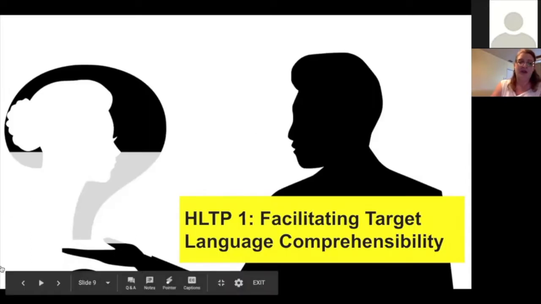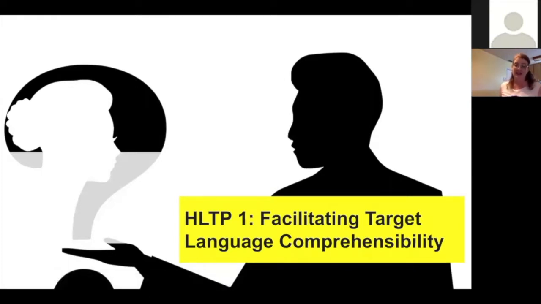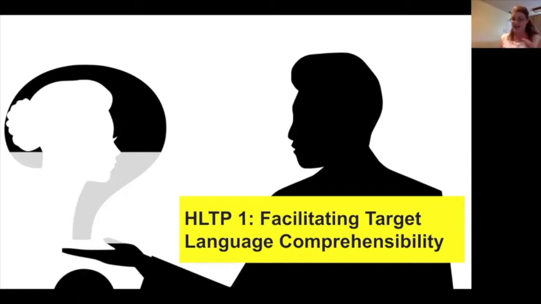The first one is called Facilitating Target Language Comprehensibility. And there's actually, as they said, all of these are complex. So there's really quite a bit here, but to synthesize it down as much as possible, essentially that means three things: creating comprehensible language, creating context for comprehension, and creating comprehensible interactions.